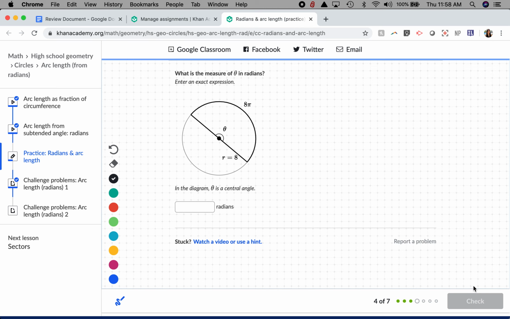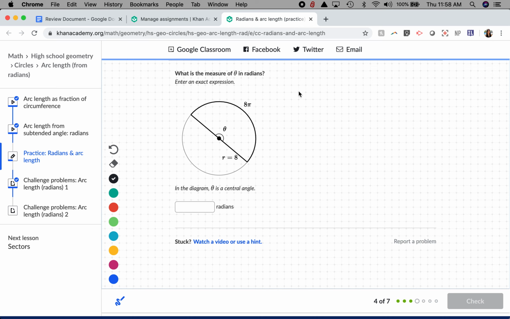All right, let's do another question. What is the measure of theta in radians? Enter an exact expression. That means when we're working with exact expressions, we're going to keep pi in our final answer. This is a little bit different because we are given the arc length, we are given the radius, but we are not given the angle measure.